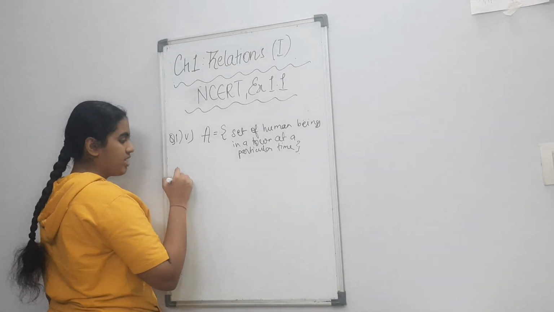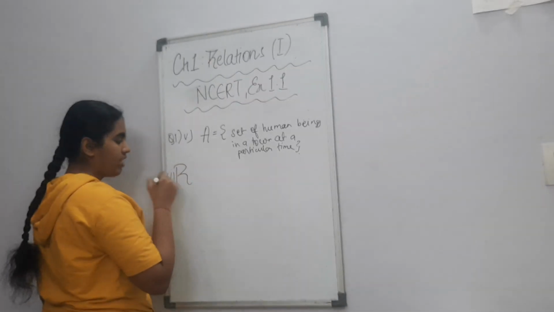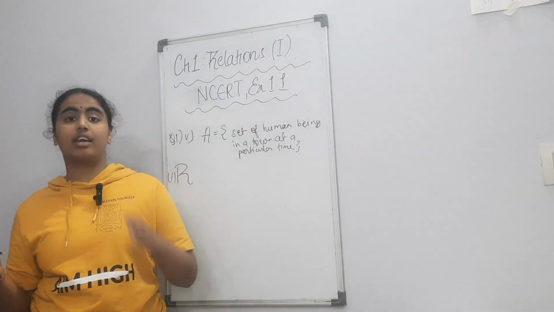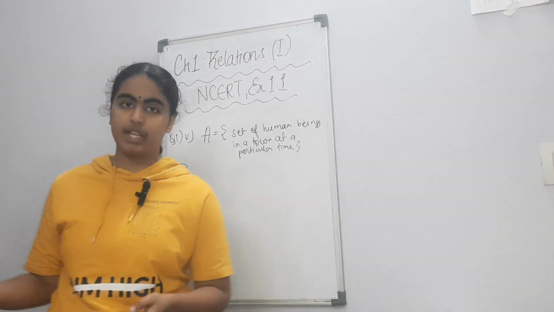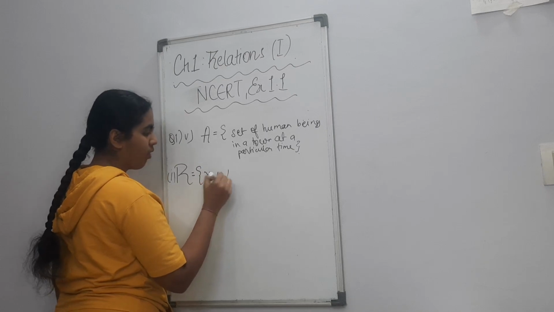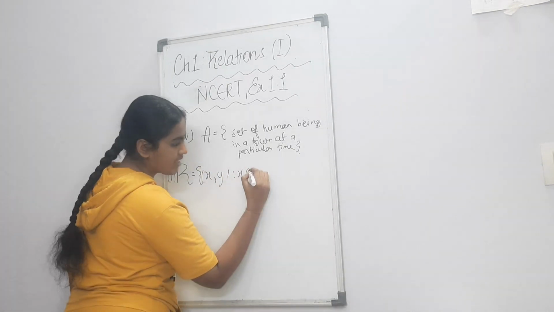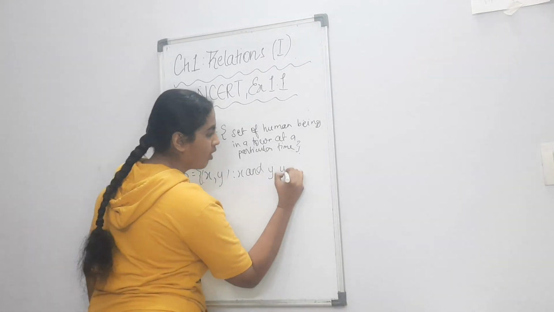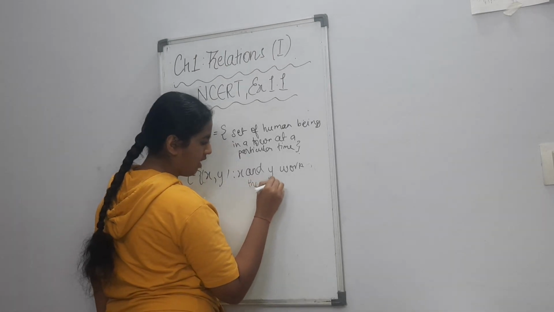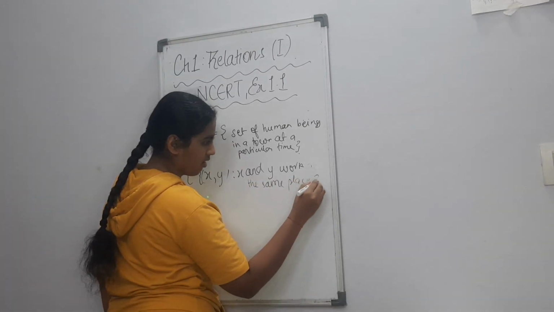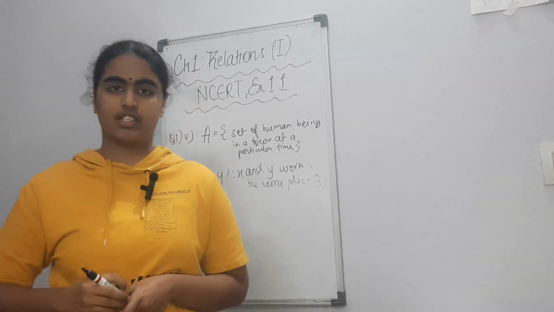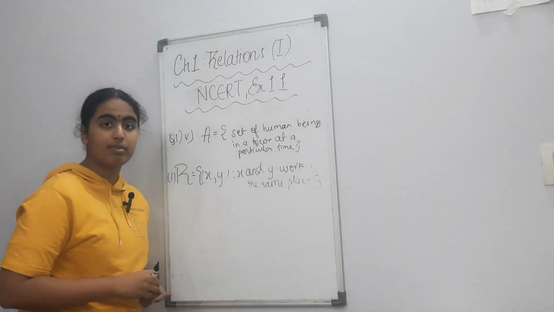Let us now see what the first relation for this question is. Our first relation is x comma y such that x and y work at the same place. So let's define our relation x comma y ordered pair such that x and y work at the same place. Okay, that is our relation. We have to check its reflexivity, its symmetry and its transitivity. So let us start with the reflexivity.